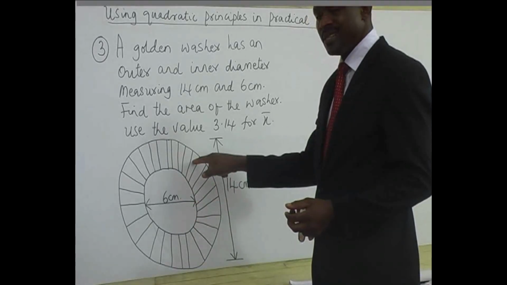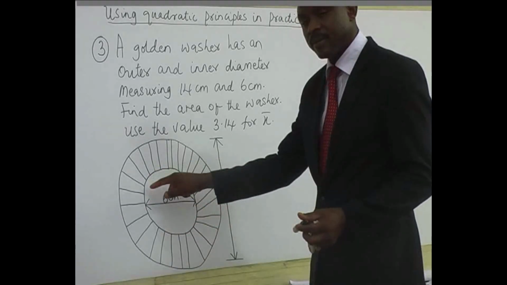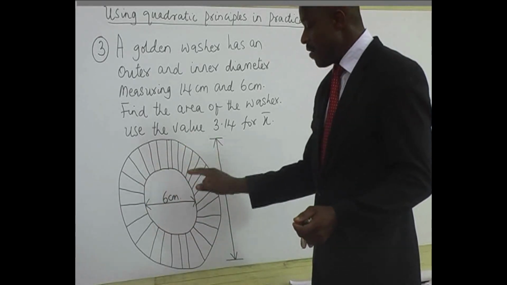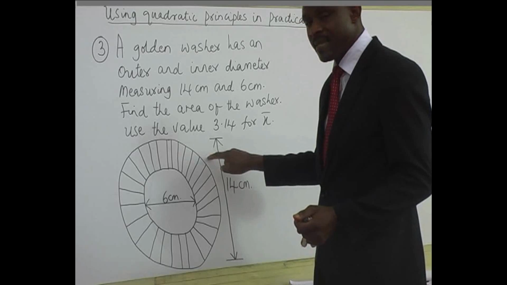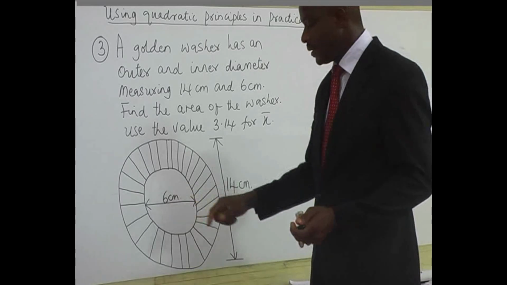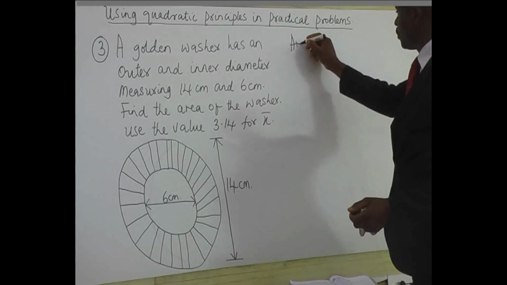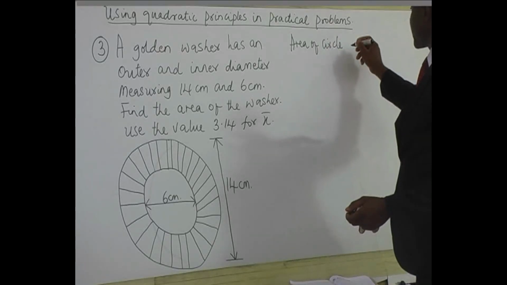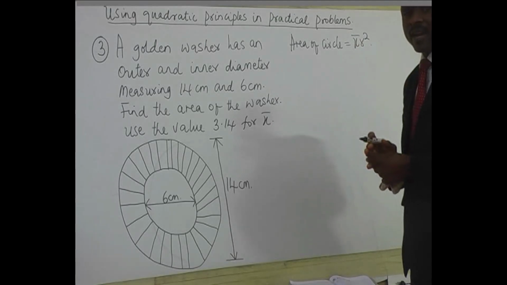The area of this washer, remember, this is a hole in a circle that makes the shaded part a washer. The area of this washer or the shaded part is the same thing as the area of the big circle minus the area of the inner hole, the smaller circle. Area of a circle is calculated by pi r squared. That is the formula for finding the area of a circle.